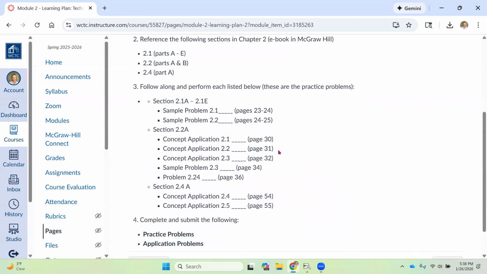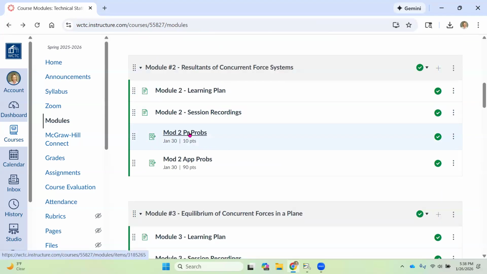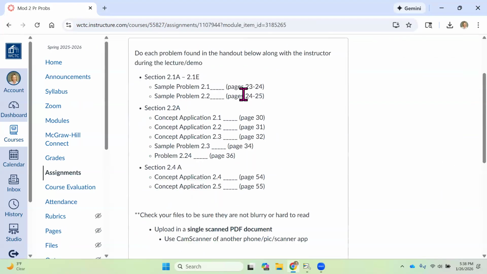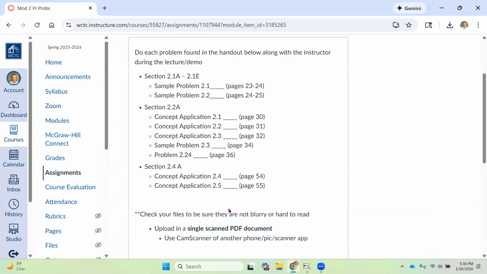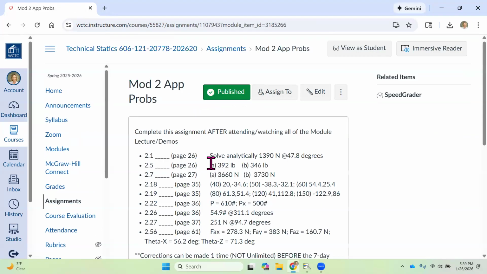The sample and concept application problems that we're going to be doing will be the practice problems that you will be handing in for Module 2. So we'll be working these all together. I have referenced each one that we're going to be doing plus the pages that they're going to be on. In addition, once we're done with our practice problems, and you'll notice that that'll be an assignment that you hand in, if we go to the practice problems, same things are listed as they were in the learning plan. Once we have our practice problems in, then you're ready to start the application problems.